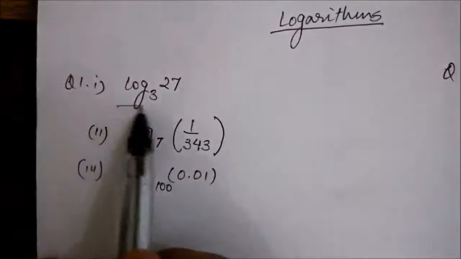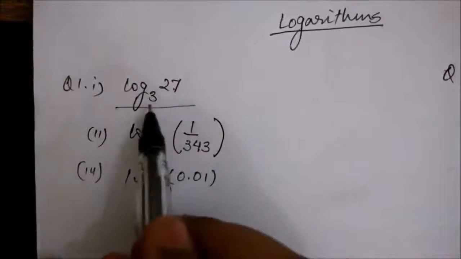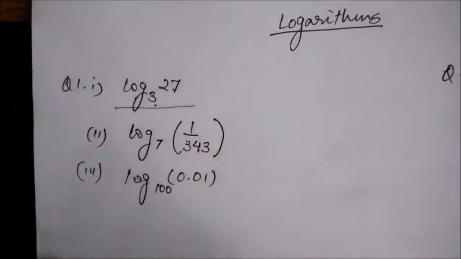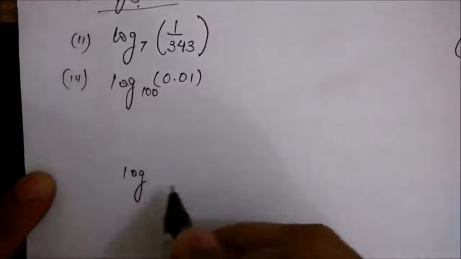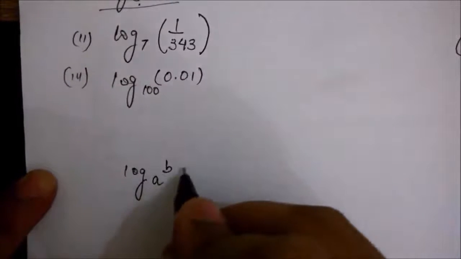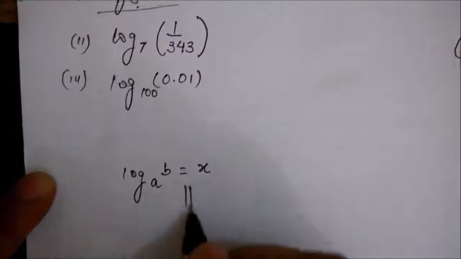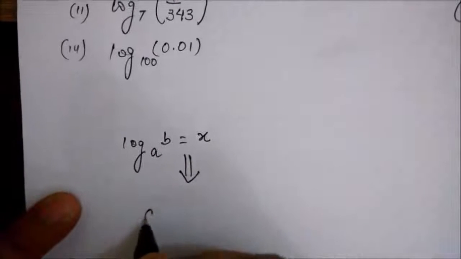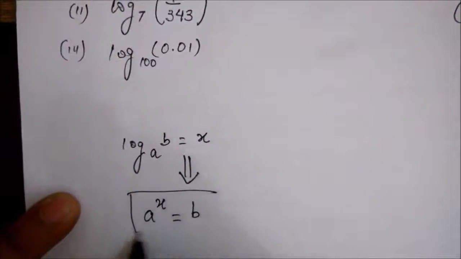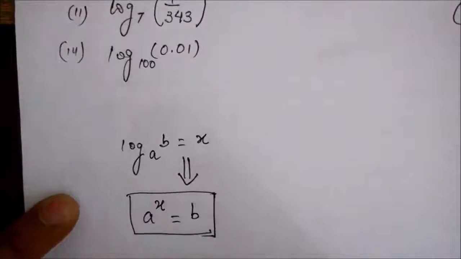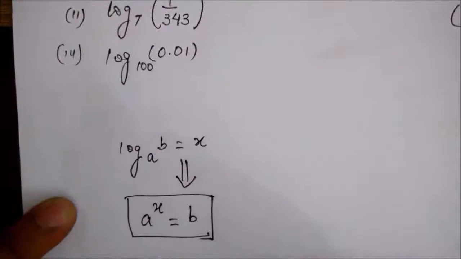This is the first question we are going to solve, that is log 27 to the base 3. Before going forward, I'll give you the basic formula for it: log b to the base a is equal to x can be written as a to the power x is equal to b. Using this, we can easily solve all the questions.